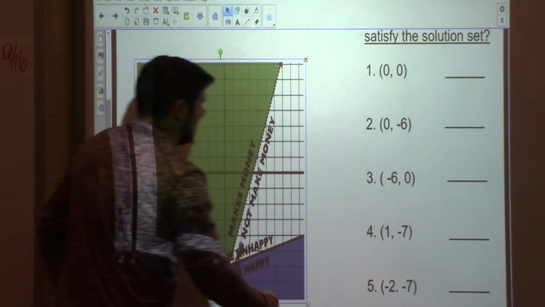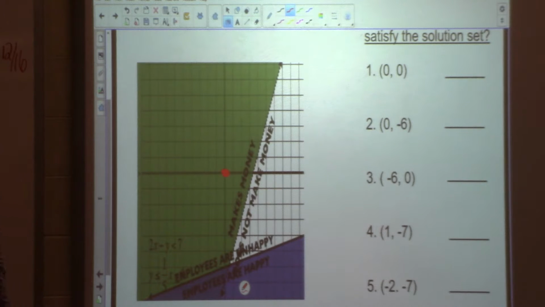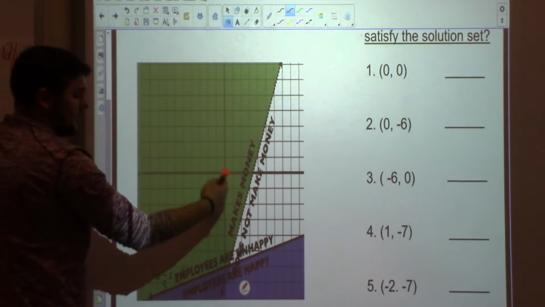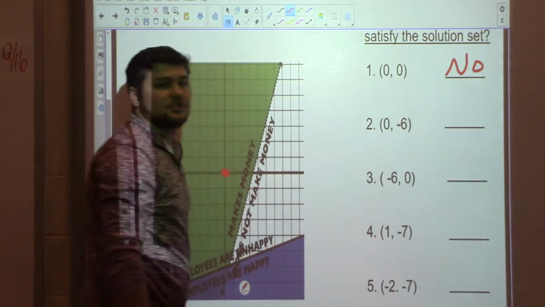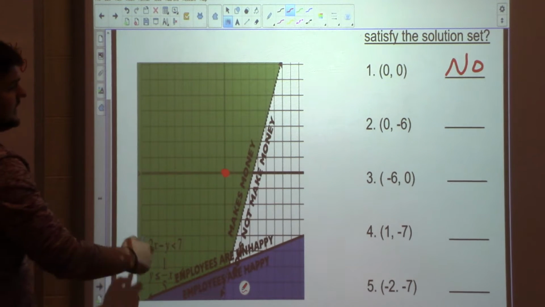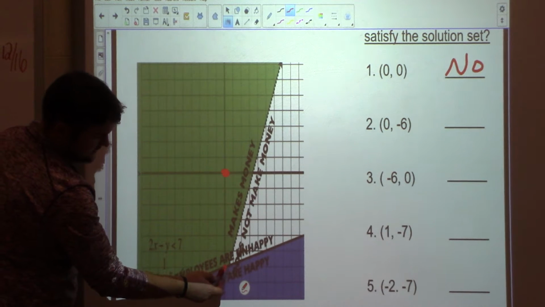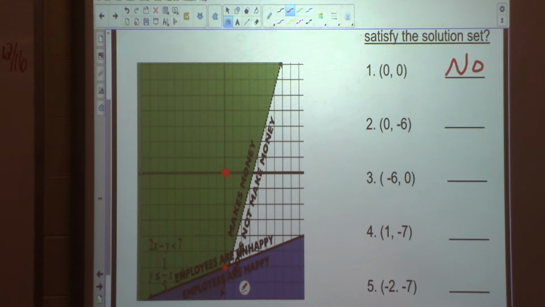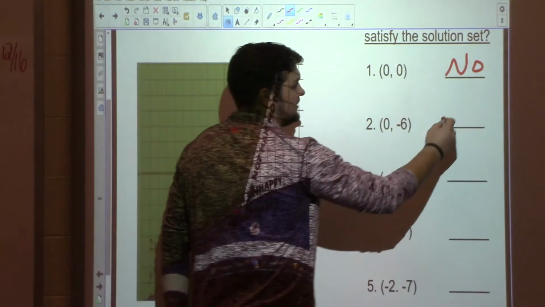If I look at (0, 0), which is right here on my graph, does that fit both inequalities? No, it fits the green one, but it doesn't fit the blue one. It's not in the double shaded region, so that is not a solution to the set. It needs to satisfy both of the inequalities. Now (0, -6): 1, 2, 3, 4, 5, 6. That one's really close. It's right on that solid line. Will we include it? Yes, it's a solution to our set because it falls on the solid line in the double shaded region.